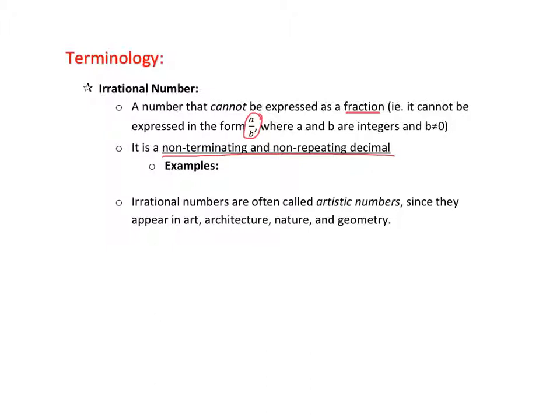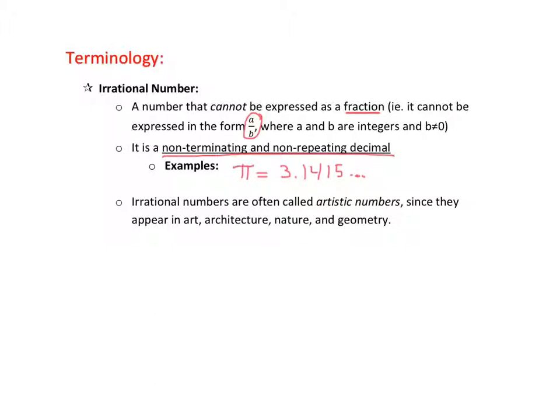Some examples of this, and probably the most common example of a non-repeating, non-terminating decimal, is pi. Pi is a decimal number that goes on forever and never repeats. It starts off with 3.1415 because it goes on and on and on. There's never any patterns that repeat in those decimal places.